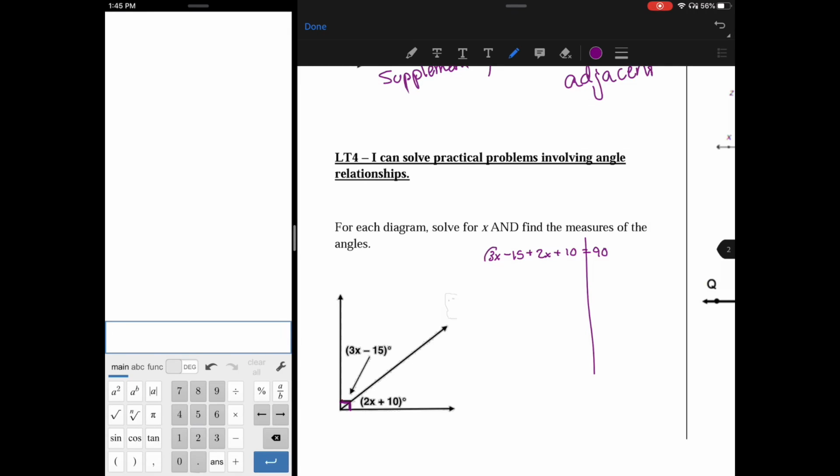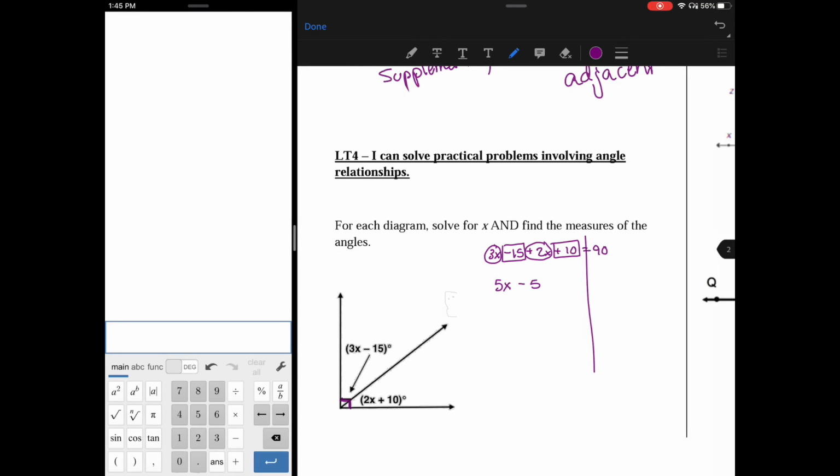So my first step will be to combine my like terms, my 3x and my 2x, which will be 5x. And then my negative 15 and my positive 10. When I combine those, I get negative 5 is equal to 90. From there, I'll add 5 to both sides. And 5x is equal to 95. And then I'll do 95 divided by 5, which is equal to 19. So x is equal to 19.